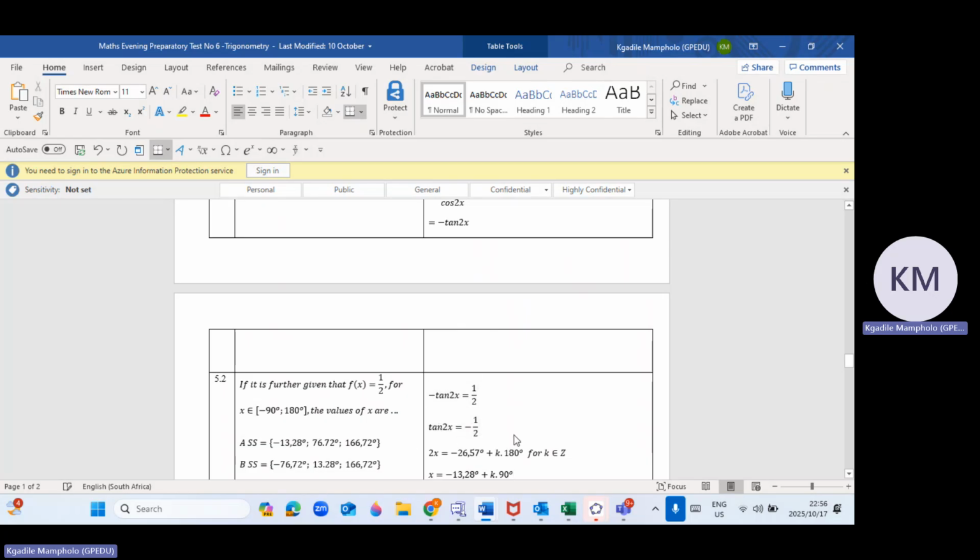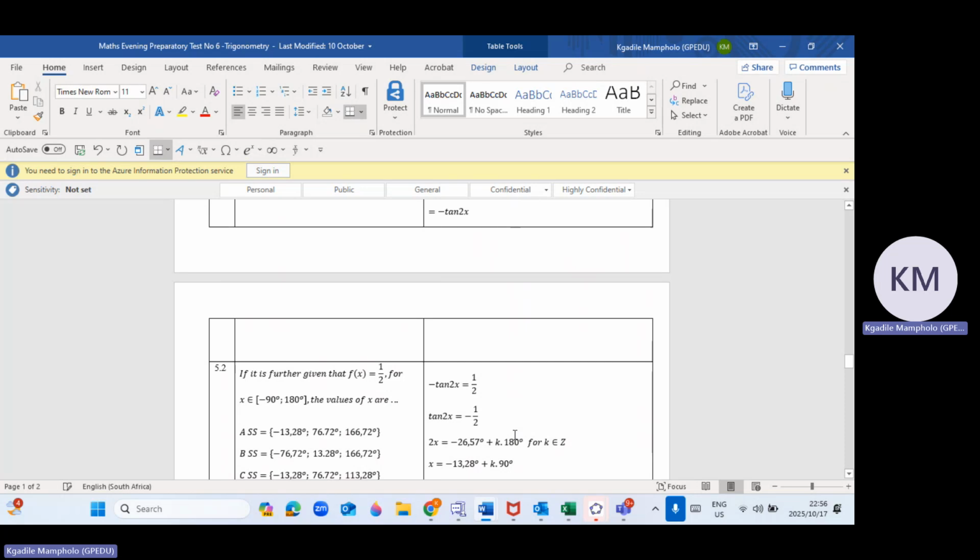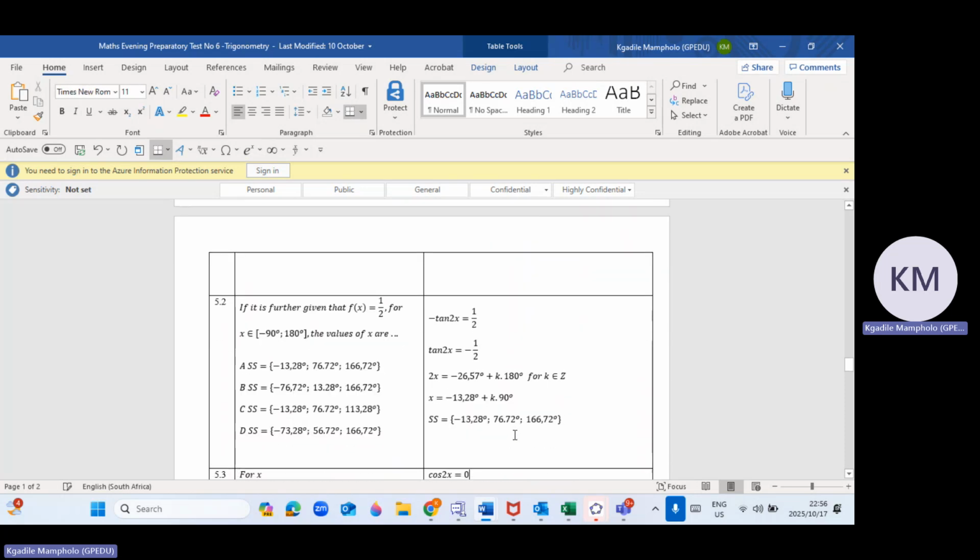You divide both sides by negative 2, then it will be tan 2x is equal to minus half. If it's minus half, you say shift tan of negative half, and you get negative 26,57. Then remember our angle is 2x, so you divide throughout by 2. But remember, the period of a tan graph is 180 degrees.